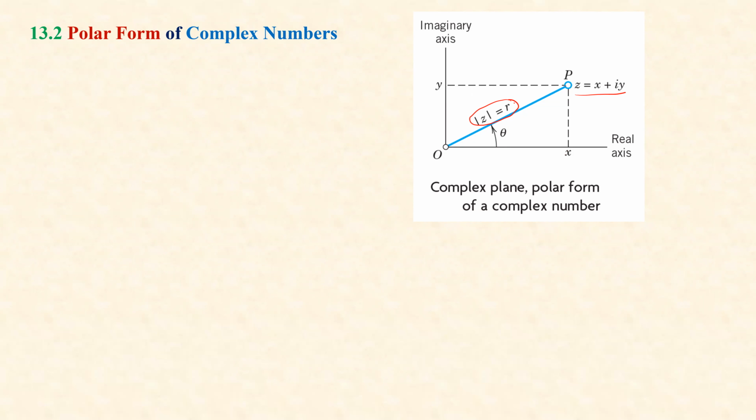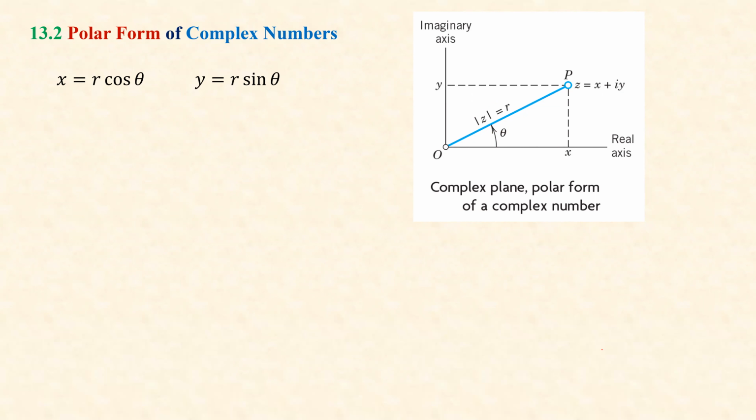For any value of r and theta, x is always r, which is the modulus, times cosine of theta, as you see in this right triangle, and y is r sine theta. So we have x equal to r cosine theta and y equal to r sine theta. This comes from basic math.